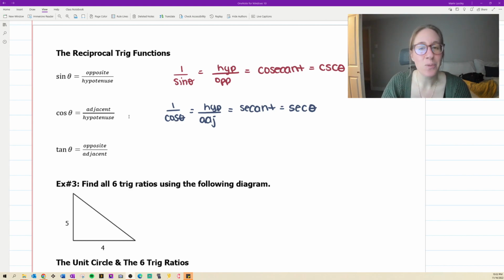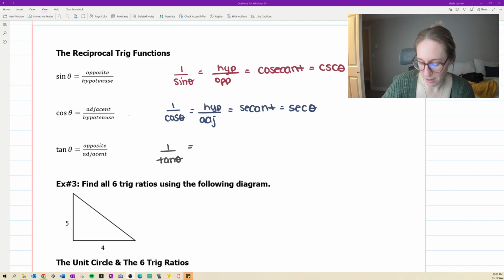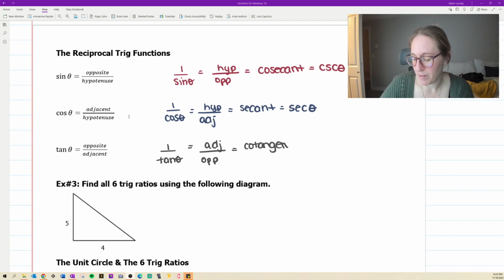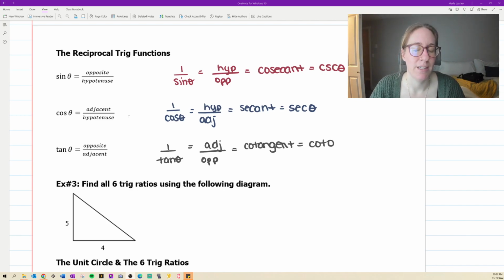All right, last but not least, and this one actually does make sense. So kudos to the mathematicians that came up with this one. So if we were to do 1 over tangent, then it flips our ratio. So now it's adjacent over opposite. This is the trig function cotangent. I told you it made sense. Abbreviated COT, and then theta is our angle. So those are the remaining 3 trig functions. So now there are a total of 6. We have sine, cosine, tangent, cosecant, secant, and cotangent.